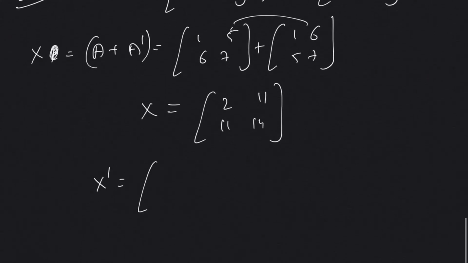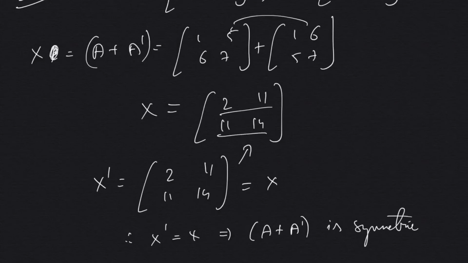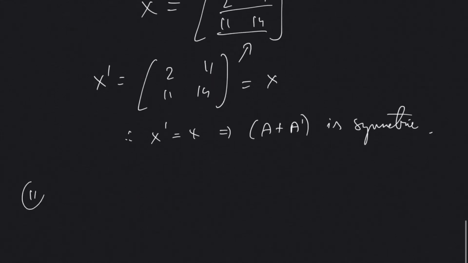So let's try to get its transpose: 2, 11, 11, 14. I think it's the same matrix, isn't it? Therefore X dash equals X, which implies A plus A transpose is symmetric. Similarly, the second one, A minus A transpose.